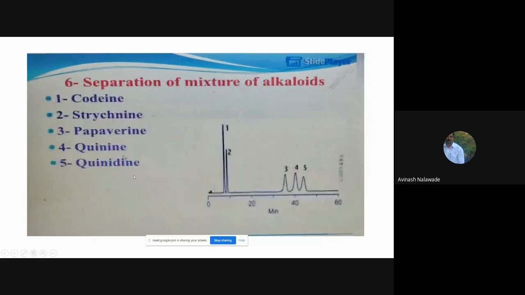Okay. Then separation of the mixture of alkaloids. So you know that alkaloids are very complex structure, and its separation is very important. So codeine, then strychnine, then papaverine, quinine and quinidine can be separated very easily by using HPLC at these various retention times. So this can be done very easily for alkaloids. So this is the most important point.